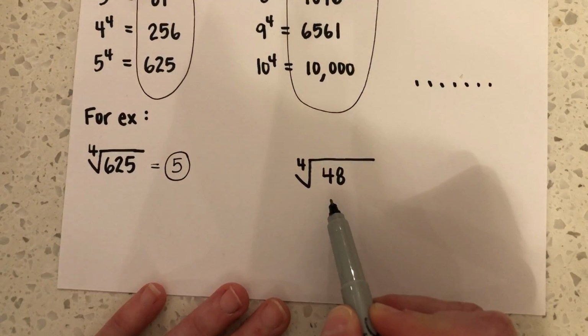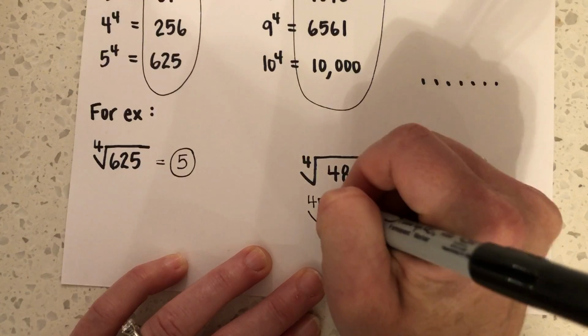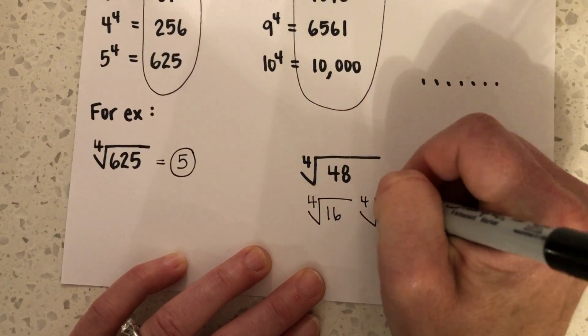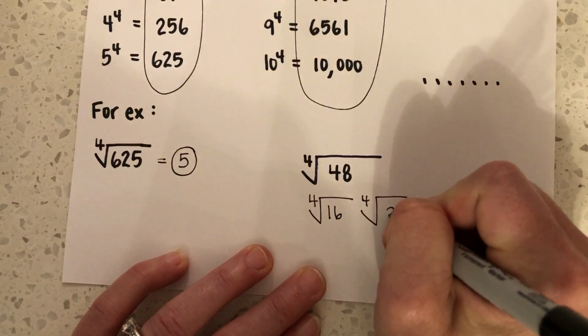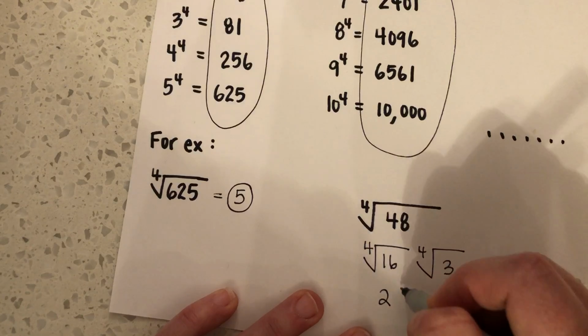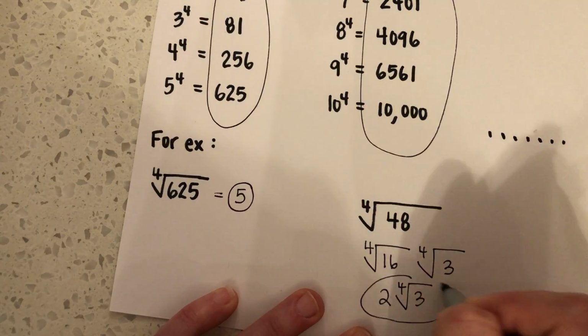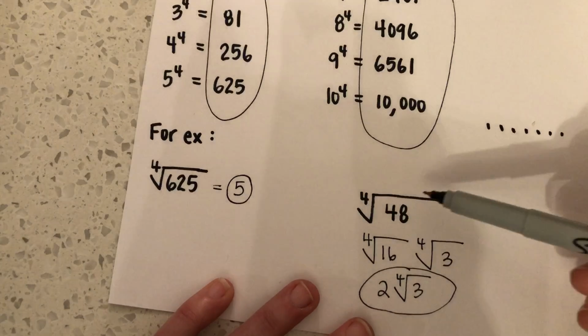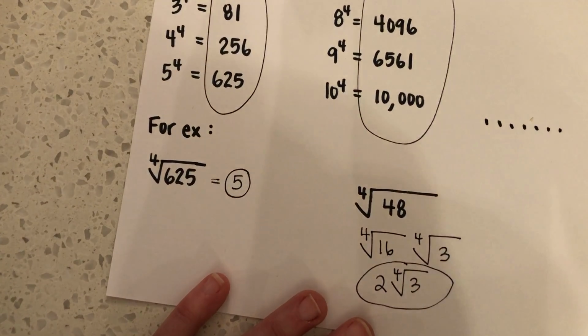But 16 does go into 48. So you can split this into the fourth root of 16 times the fourth root of, well, 16 times what gets you 48? 3. So now the fourth root of 16 is 2. And then the fourth root of 3 is your leftover stuck under the radical part. So now when you simplify the fourth root of 48, it becomes 2 times the fourth root of 3.